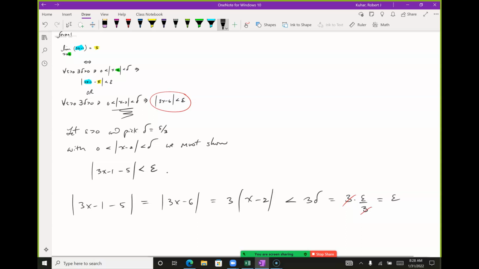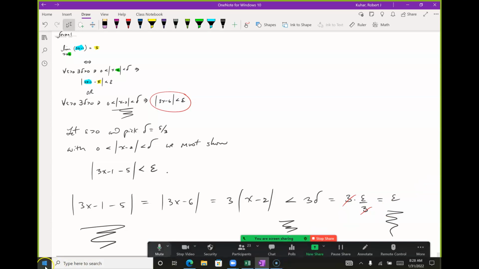And look at what I get. I get epsilon is greater than the function minus L. That's what I wanted. If you don't understand that, I don't care. I want you to understand the next thing I show you, okay?